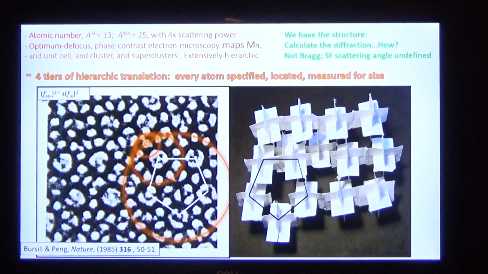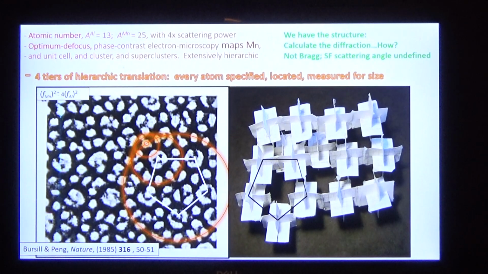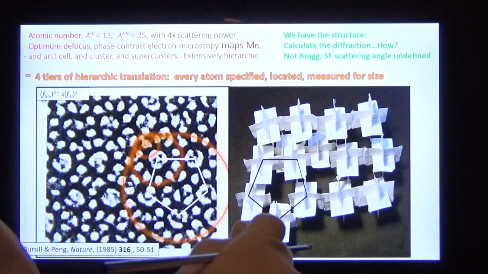The structure is infinitely extensive, periodically repeating with period tau squared. Here are the interplanar spacings, and every atom in this micrograph is measured, analyzed, and specified. We know the structure, so we can calculate the diffraction. And how do we do that? We know it doesn't obey Bragg's law. We have to calculate structure factors and then come back and calculate the scattering angle.